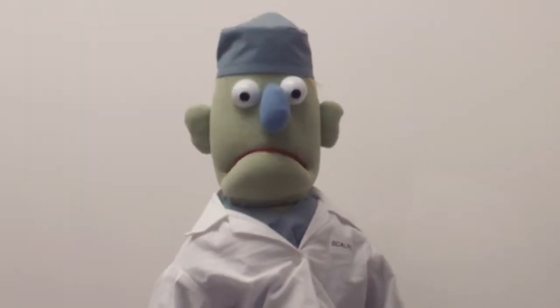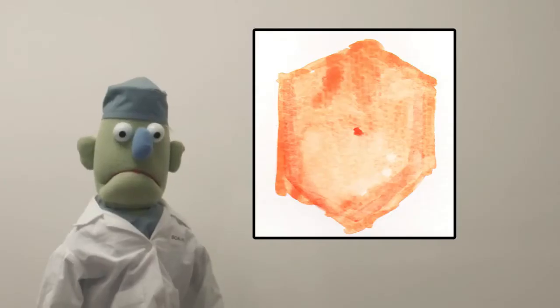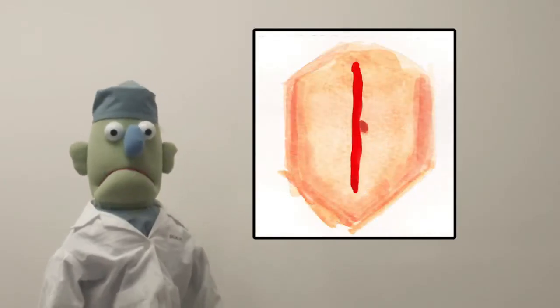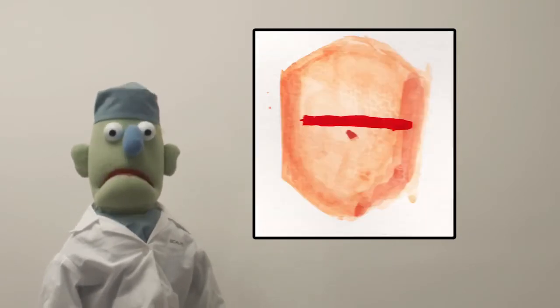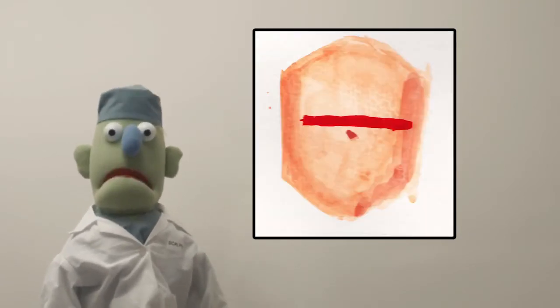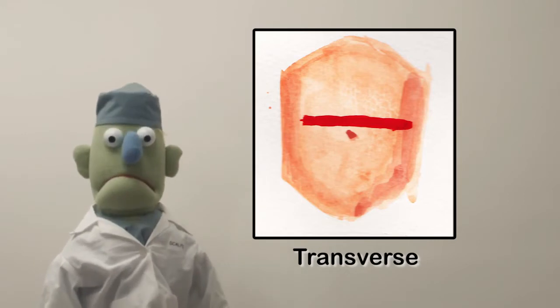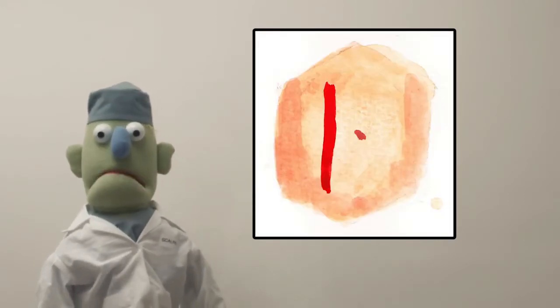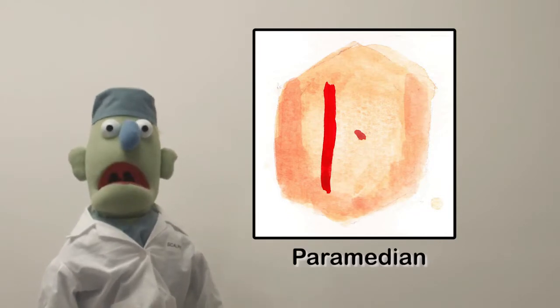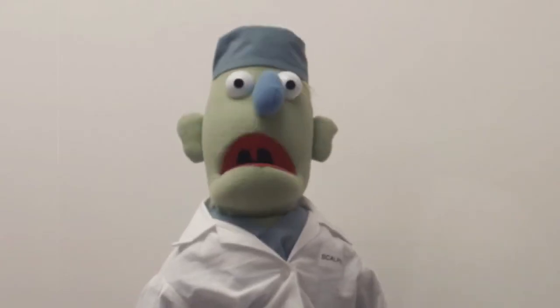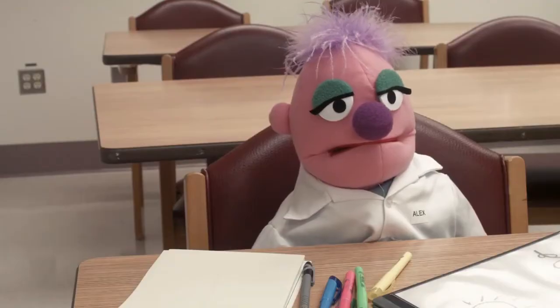Let's start with some easy ones on the abdomen. Incisions that run up and down in the middle are called midline. If your incision is side to side, well, that's a transverse incision. If your incision is off to one side but still up and down, that's a paramedian. We were still doing those when I was just a young Muppet.